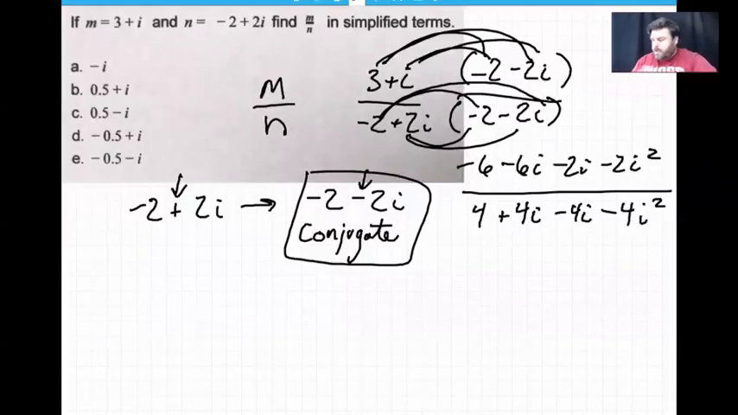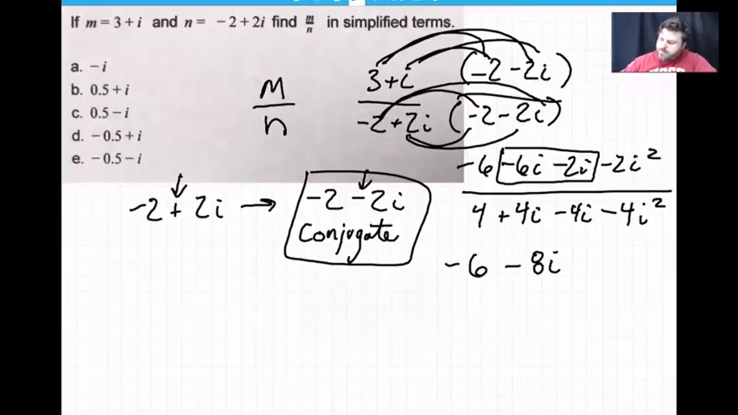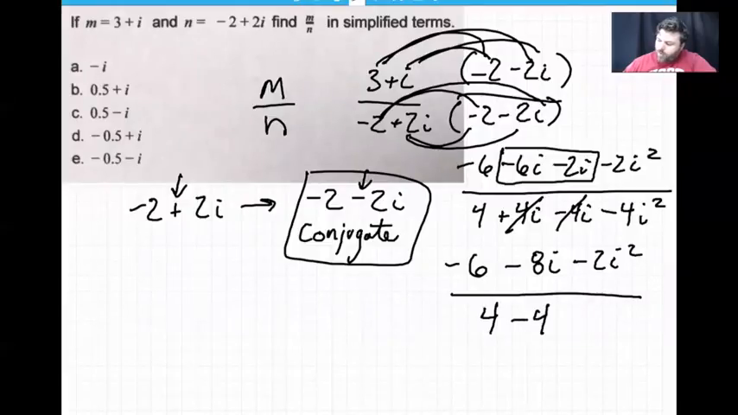All right, we've got to do some major simplifying here. Looks like on the top, I've got 2 different i's that could come together. That makes negative 8i. I've got a negative 6 before that and a negative 2i squared after that. On the bottom, my i terms cancel. I'm left with 4 minus 4i squared. All right, and anytime you see an i squared, you've got to change that to negative 1.